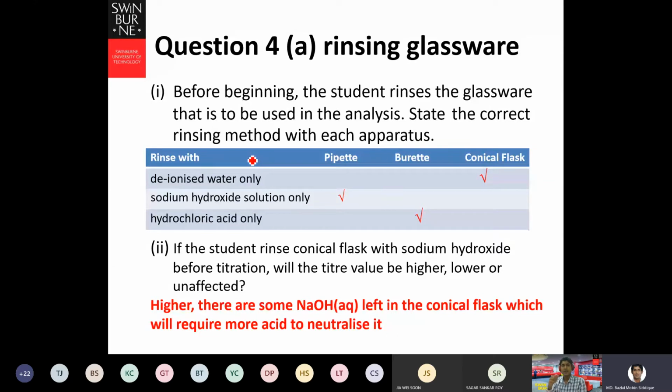And then we rinse it with tap water, 2-3 times. Fill it up and throw, fill it up and throw the water. And then once with distilled water, all right? Once with the distilled water. And then, if possible, deionized water. After that, in the ideal case, we should rinse with sodium hydroxide solution.